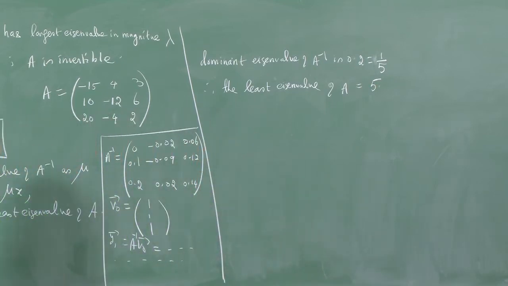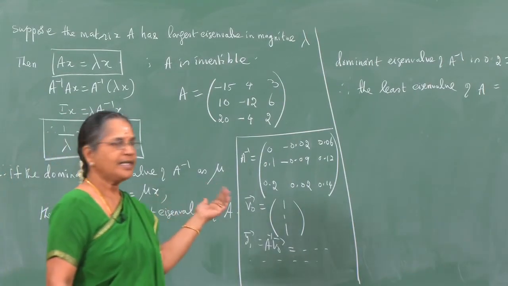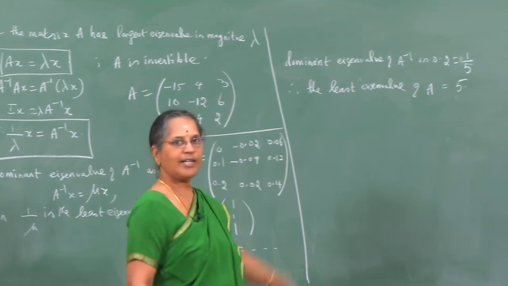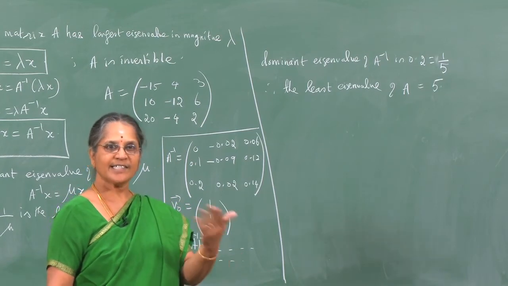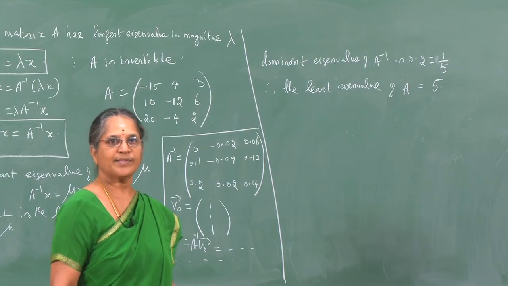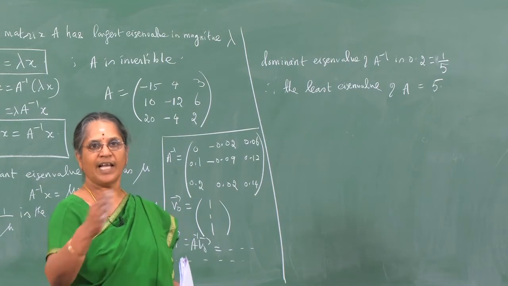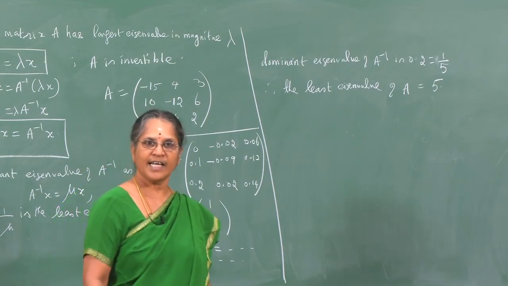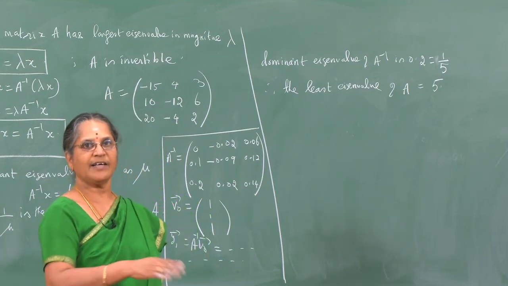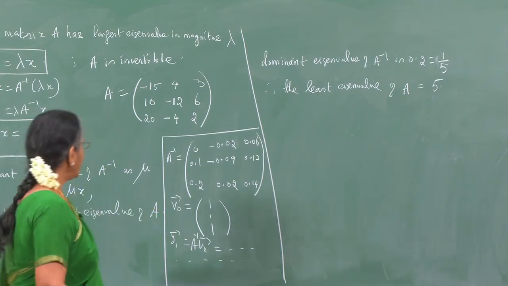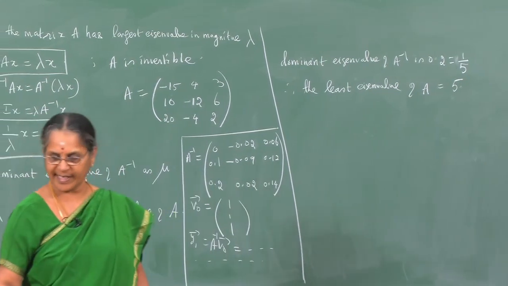So, given a matrix A, you know how to get the largest eigenvalue by power method and how to get the least eigenvalue by computing the dominant eigenvalue of A inverse and taking its reciprocal, and that will give you the smallest eigenvalue of A. So, you now know using power method how to compute both the largest eigenvalue and the least eigenvalue. There is also another way of computing the smallest eigenvalue of a given matrix A, even without computing what A inverse is. So, let us see how this can be done.